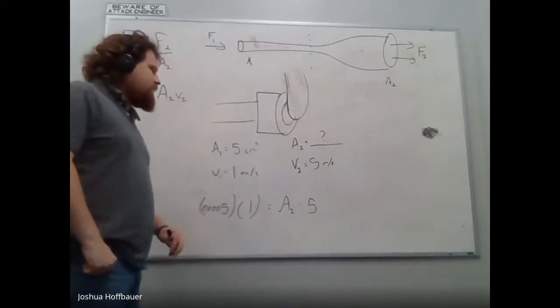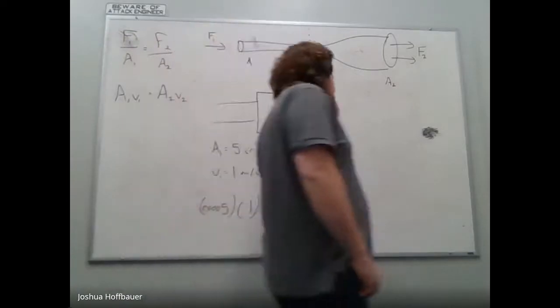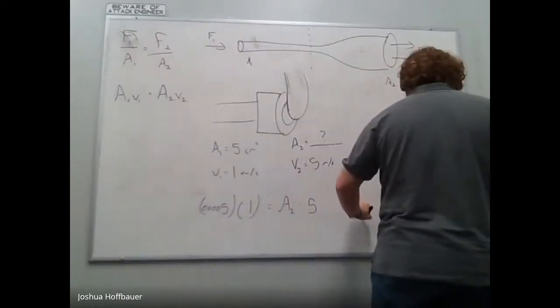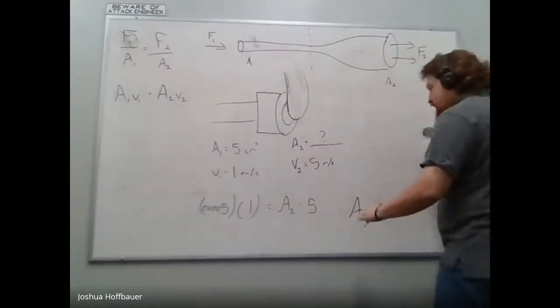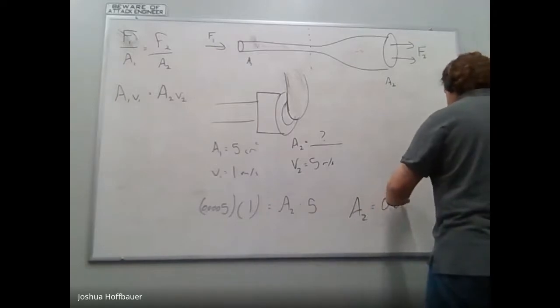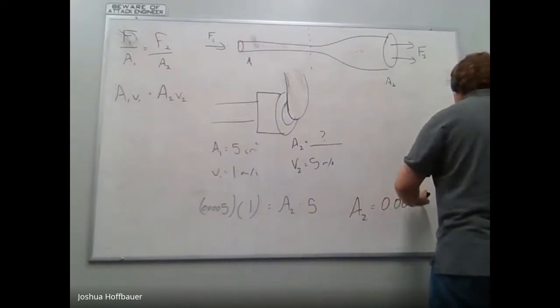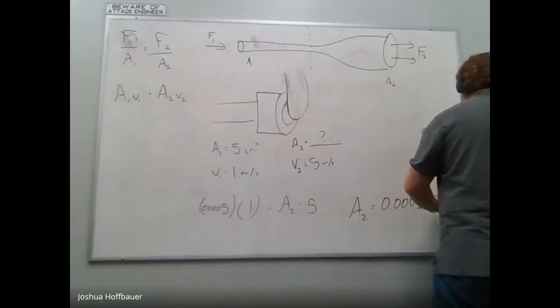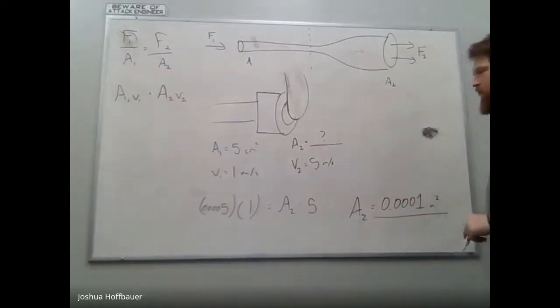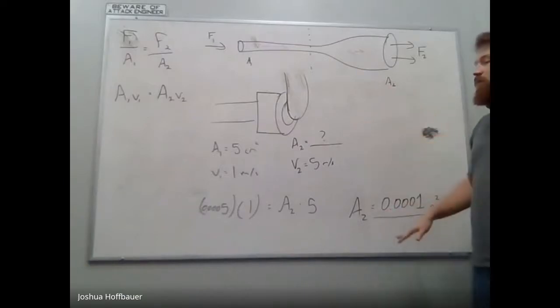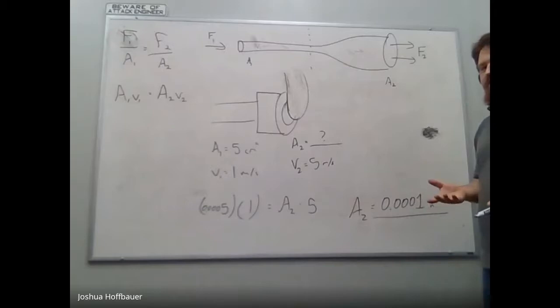But now we're set to solve for the new area of the exit of the hose. Divide both sides by 5, and you should get 0.0001 meters squared. When you cut the area down to 1/5, you made the velocity go 5 times faster.